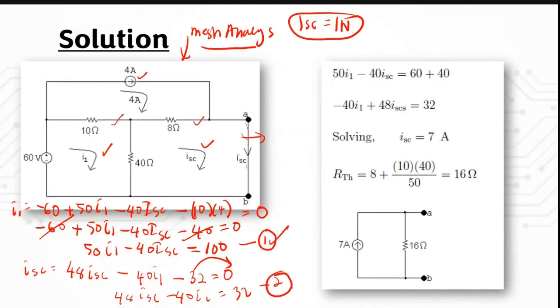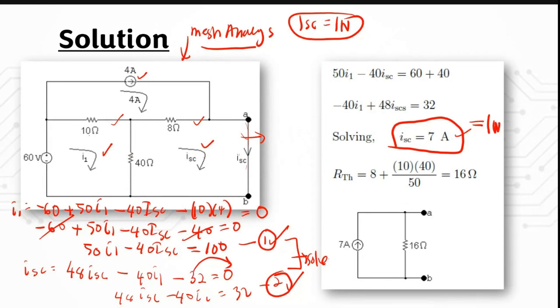So we have this 1 and 2, and then you need to solve both of these, and when you calculate, you will get ISC is equal to 7 ampere. So this is also equal to your Norton current.